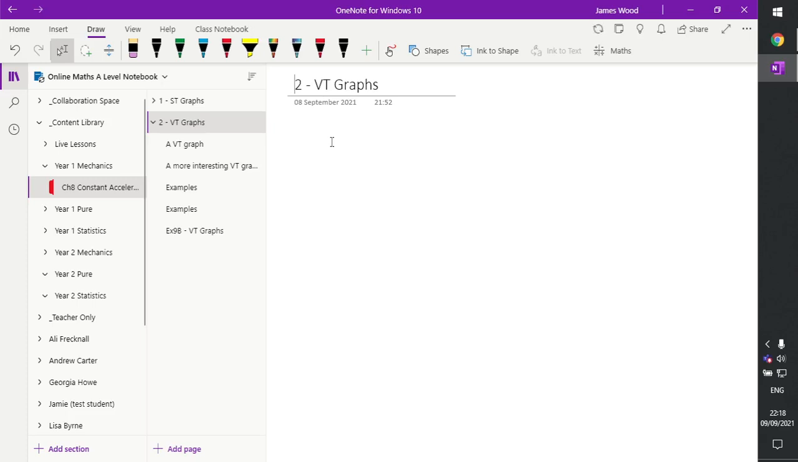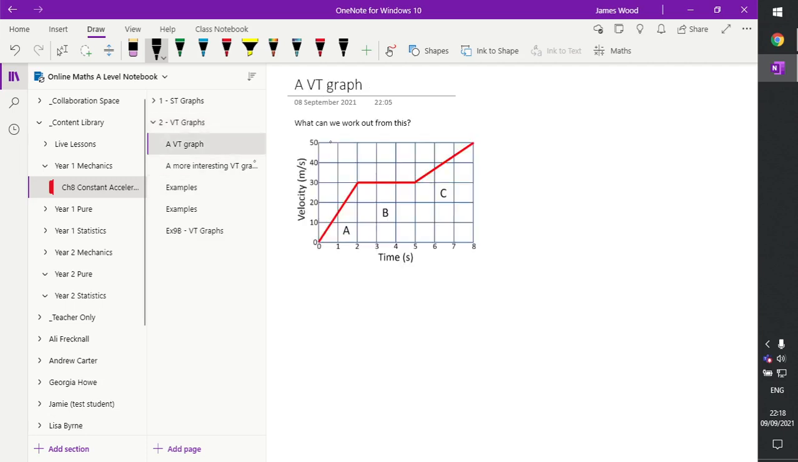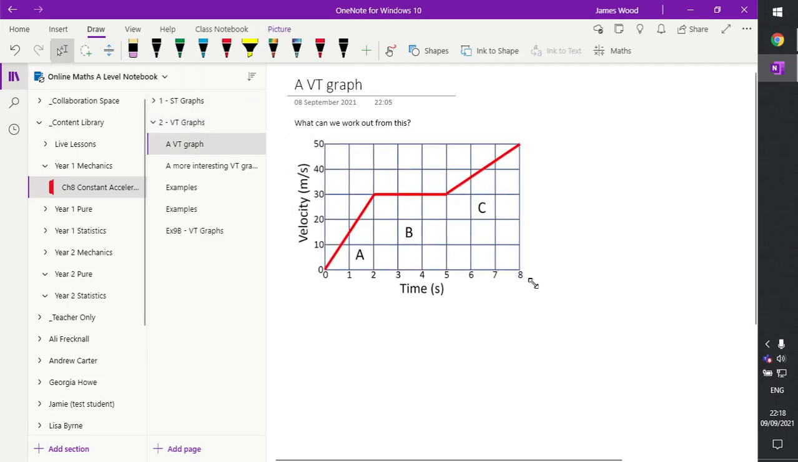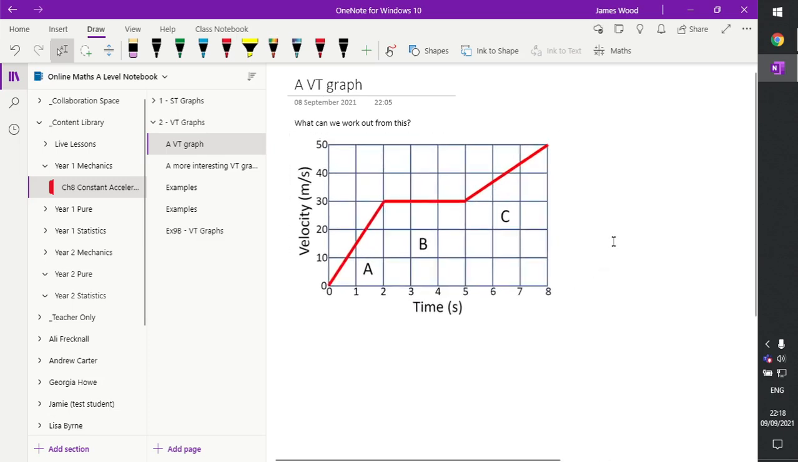In this second lesson, we're going to have a look at velocity time graphs, because last lesson we looked at displacement time graphs. Now, on a velocity time graph, we've obviously got velocity on the y-axis and time on the x-axis. And these are a bit more interesting. There's a few more things we can calculate from them.